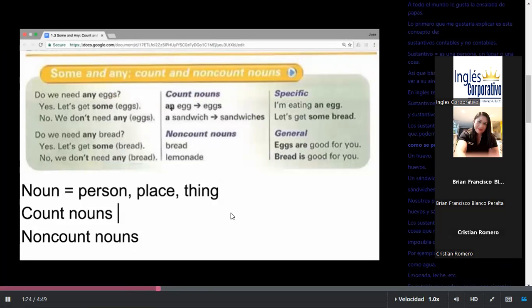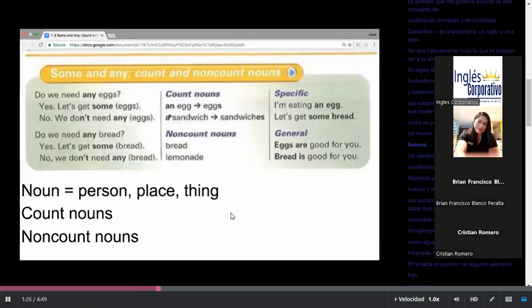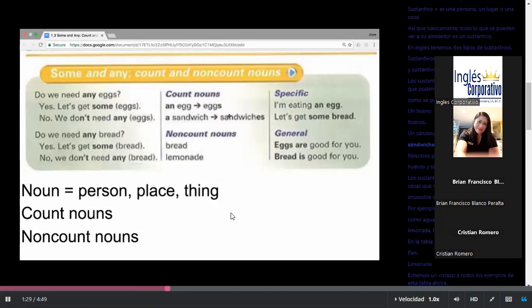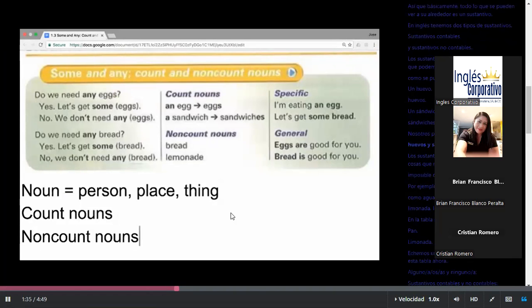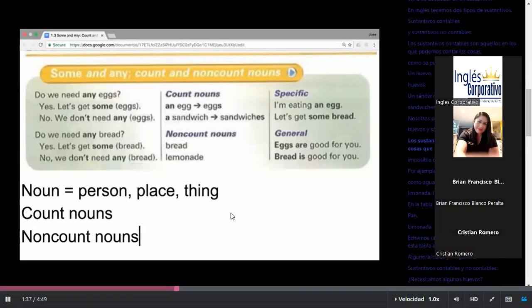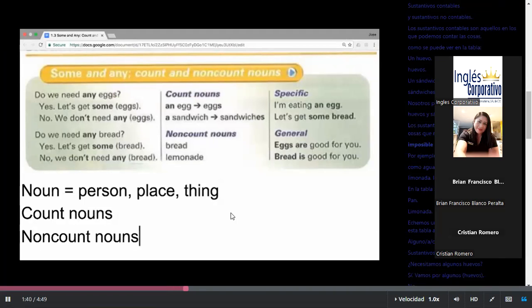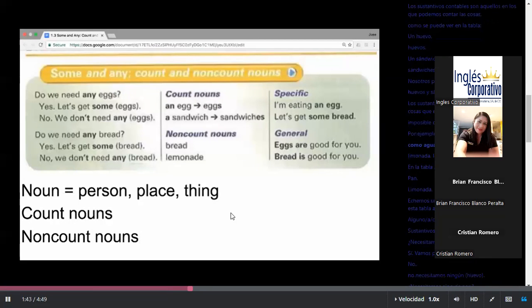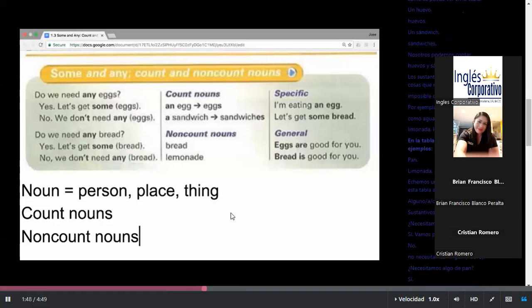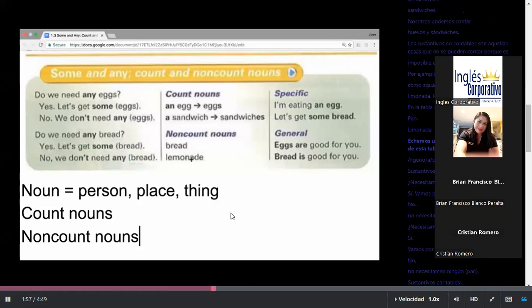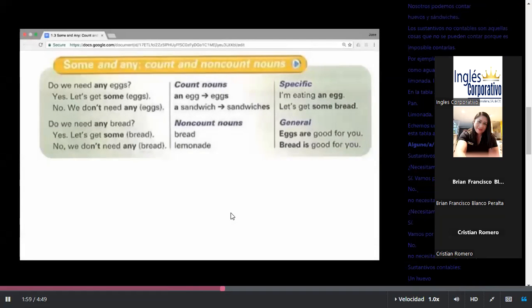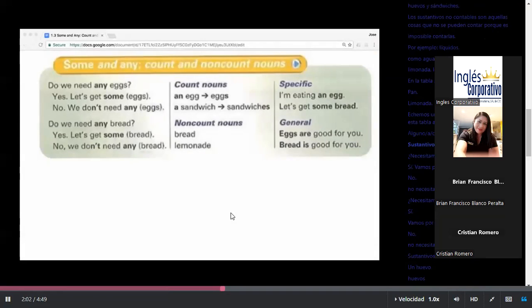Count nouns are those things that you can count. As you can see on the chart, an egg, eggs, a sandwich, sandwiches. We can count eggs and sandwiches. Non-count nouns are those things that you can't count because it's impossible to count. For example, liquids such as water, lemonade, milk, etc. On the chart you can see a couple of examples. Bread, lemonade. Let's take a look at all the examples on this chart. Some and any. Count and non-count nouns.